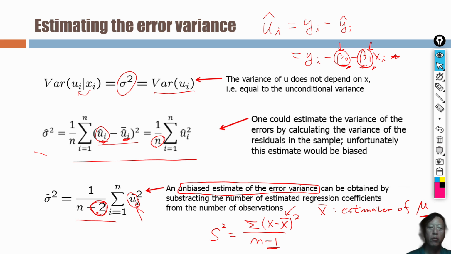So you can simply calculate this, and then divide by n-2. Again, the reason is that to calculate this u hat, we estimate the 2 parameters. That's why you have to subtract 2. That will be the unbiased estimator of the variance of u.